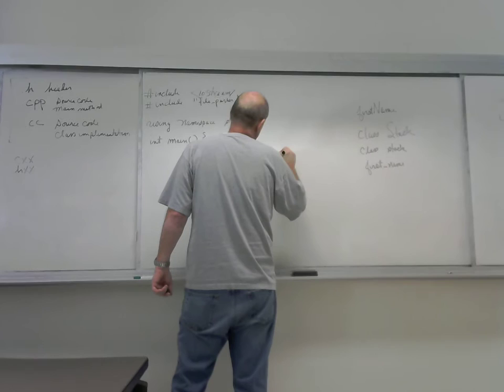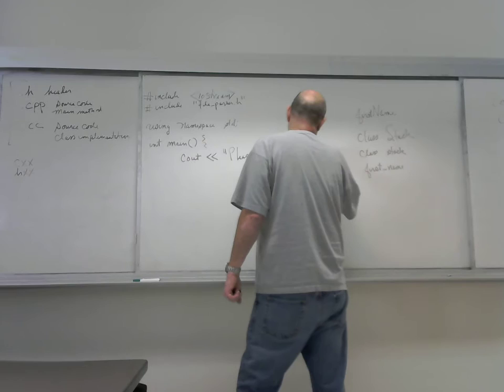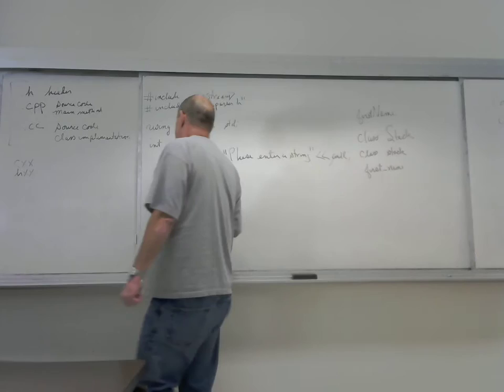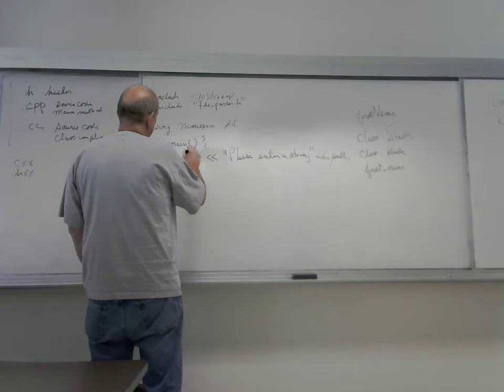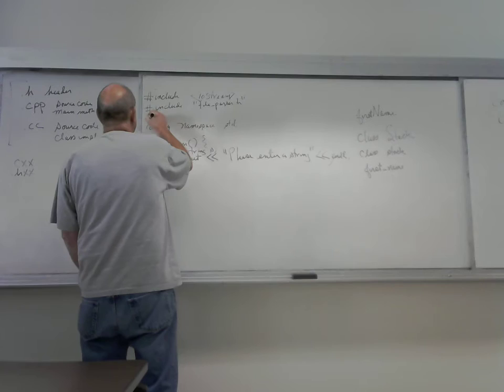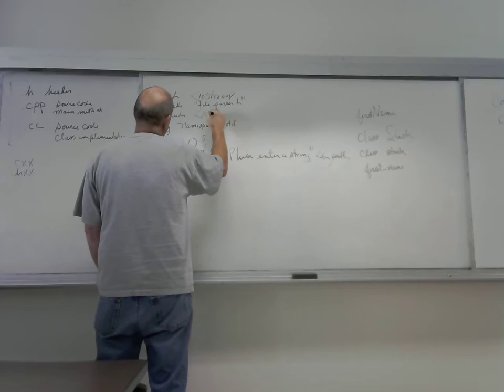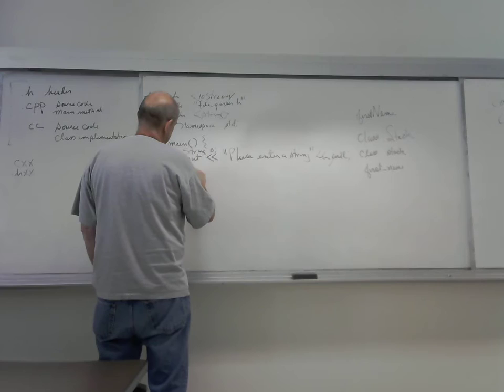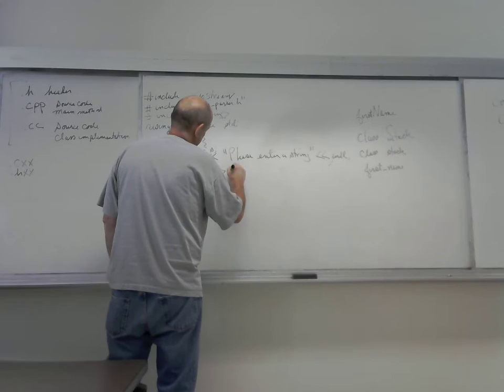Enter a string. We might omit the endl so it won't move down if we run it on the same line. And then we have string s. And of course, we need to include string. And now I can say cin, and that will read s from the keyboard.